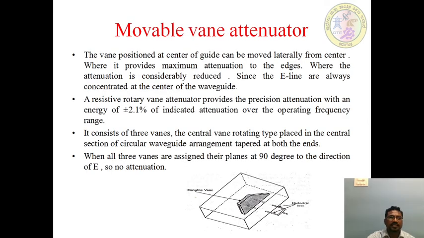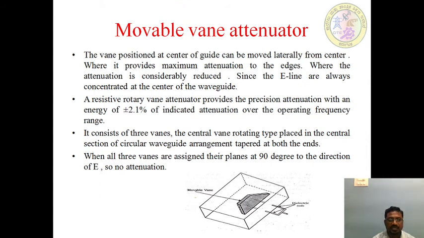Then the second one is the movable vane attenuator. The vane at the center of the guide can be moved laterally from the center, where it provides the maximum attenuation, to the edge, where the attenuation is considerably reduced, since the E lines are always concentrated at the center of the waveguide. Then the resistive rotary vane attenuator provides precision attenuation with an accuracy of plus or minus 2.1% of indicated attenuation over the operating frequency range.